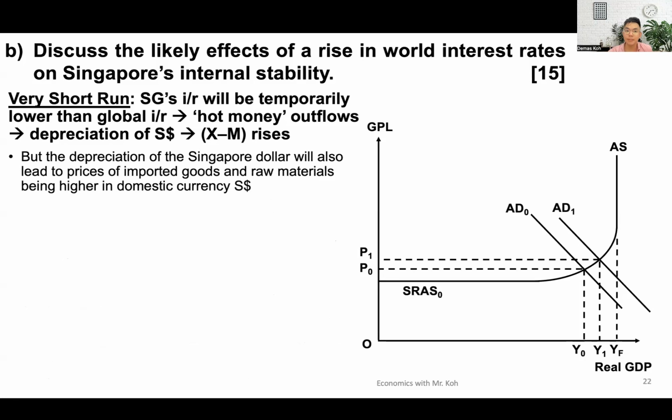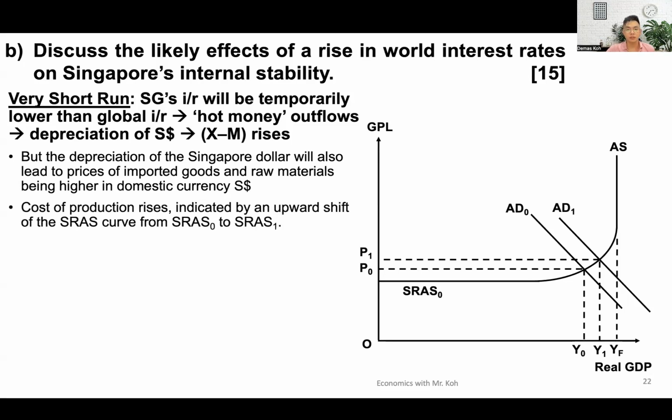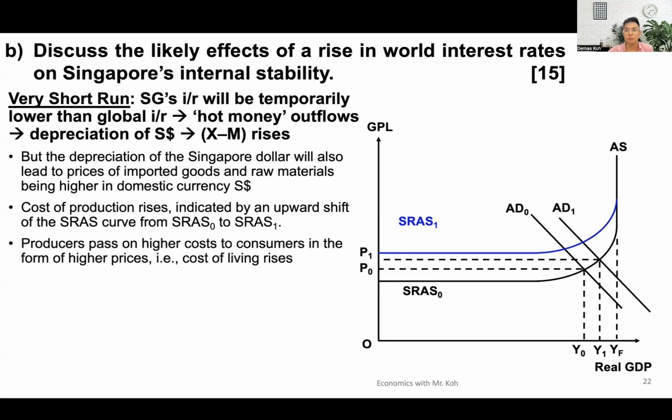Right. But remember, the depreciation of the Singapore dollar will also lead to prices of imported goods and raw materials being higher in domestic currency, the Singapore dollar. So that means there's a rise in the cost of production represented by an upward shift of the SRAS curve from SRAS 0 to SRAS 1. Producers then pass on the higher costs to consumers in the form of higher prices. So the cost of living rises.